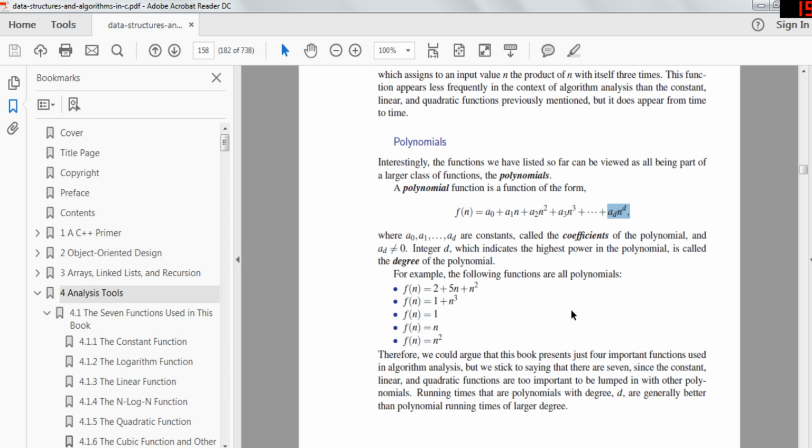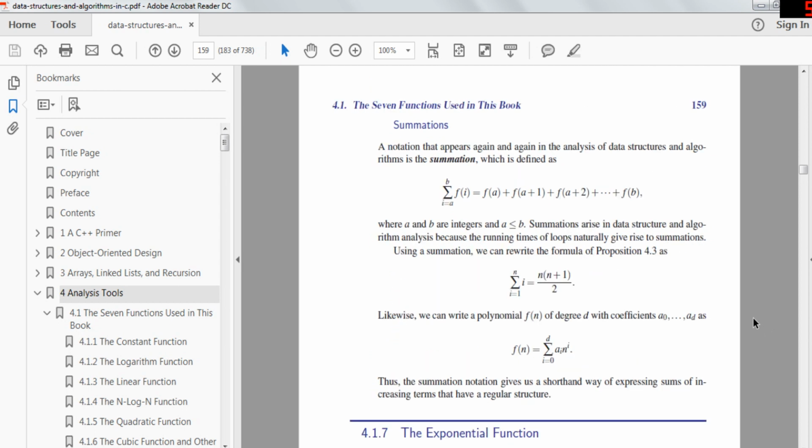So the integer d, which indicates the highest power of the polynomial, is called the degree of the polynomial. For example, the following functions are all polynomials: 2 plus 5n plus n squared, f(n) equals 1 plus n cubed, f(n) equals 1, f(n) equals n, f(n) equals n squared. Therefore, we could argue that this book represents just 4 important functions used in algorithm analysis, but we stick to saying that there are 7, since the constant, linear, and quadratic functions are too important to be lumped in with other polynomials. Running times that are polynomials with degree d are generally better than polynomial running times with larger degree.